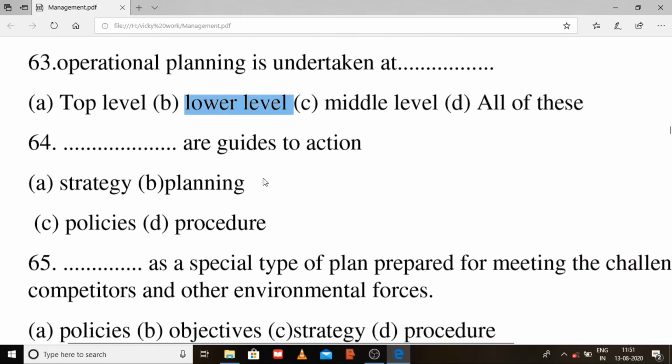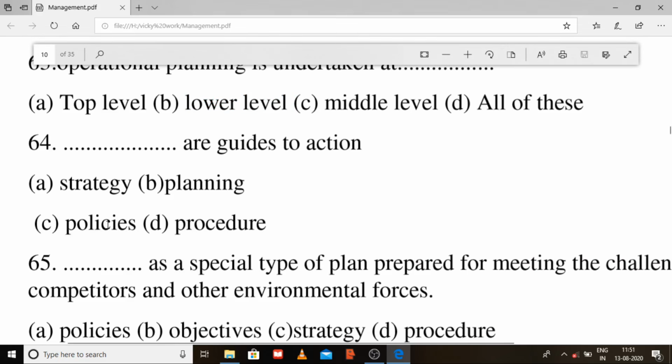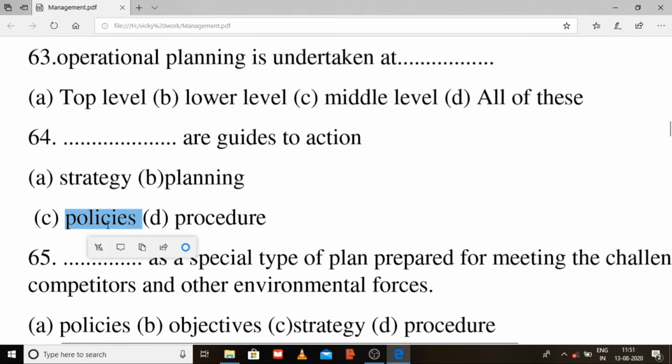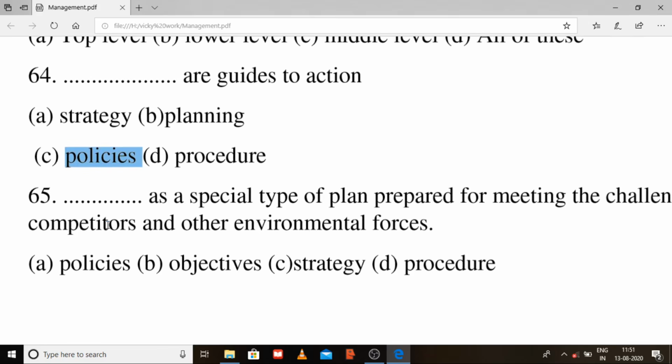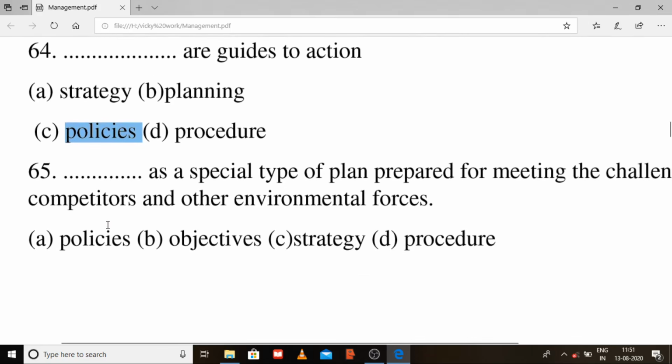64. Dash dash are guides to action. Policies. Option C is the right answer. Policies are guides to action. 65.